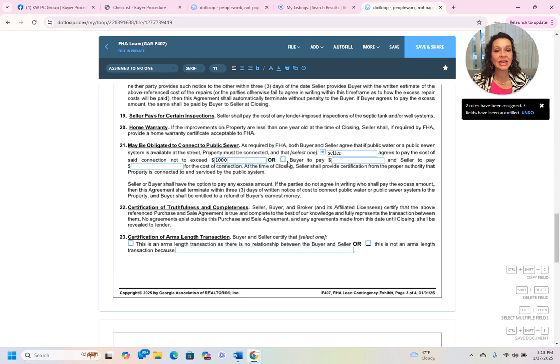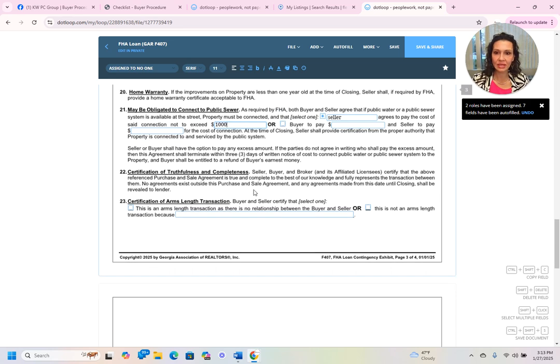Or the buyer pays. The only time I would see the buyer paying is if it's a foreclosure of some sort or an investment property where they know they're getting a screaming deal and they are okay with spending the extra money to turn the utilities on. But otherwise, the seller needs to pay for that.